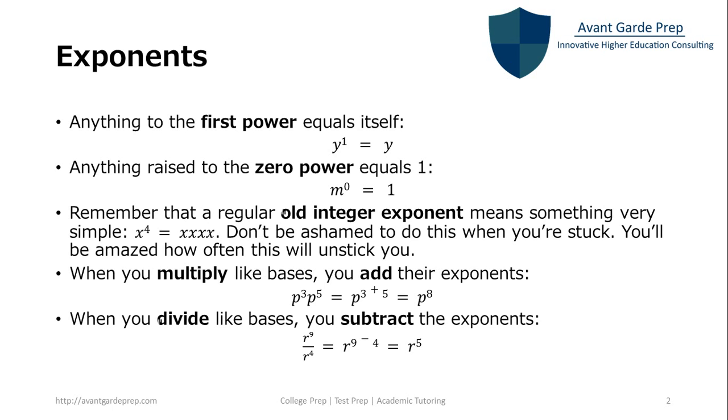When you divide like bases, you subtract the exponents, and you can see that here. R to the 9th power divided by r to the 4th power equals r to the 9 minus 4, or r to the 5th power.